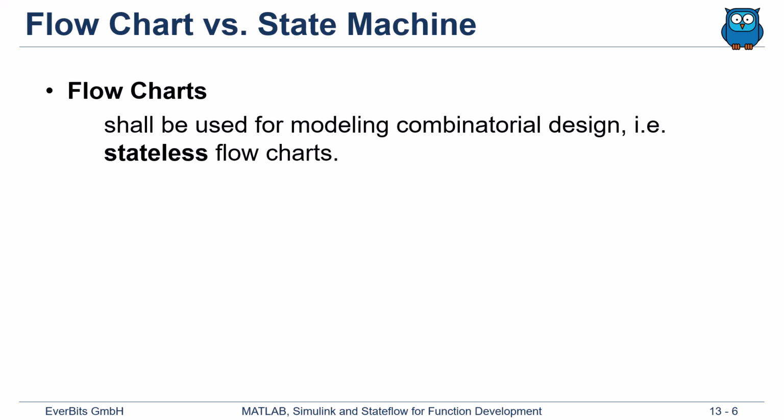So flowcharts shall be used for modeling combinatorial design. It means a stateless system based on some kind of combination of input signals. We can decide what kind of action can be triggered. Those might be input signals, those might also be some kind of local variables, and we will also see in the data dictionary of Stateflow how those interfaces will be defined. The inputs, the outputs, the locals. We will also be able to define those data types and other parameters.